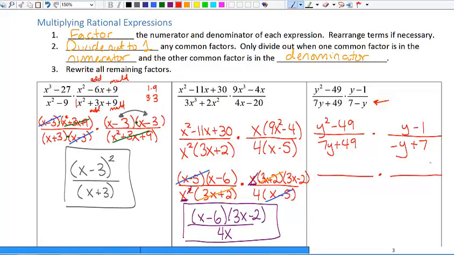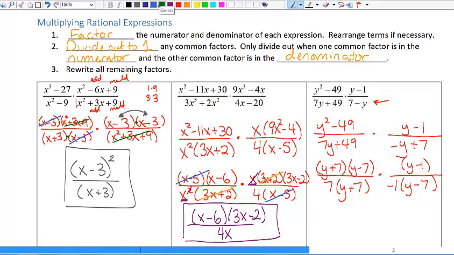And on the negative y plus 7, I can factor out a negative 1. And now that denominator in the second fraction is completely factored. Let's see, what else can I factor? Looks like there's a difference of squares here, x plus 7, x minus 7. On the denominator, I have a GCF of positive 7. And on the numerator of the second fraction, I cannot factor anything.